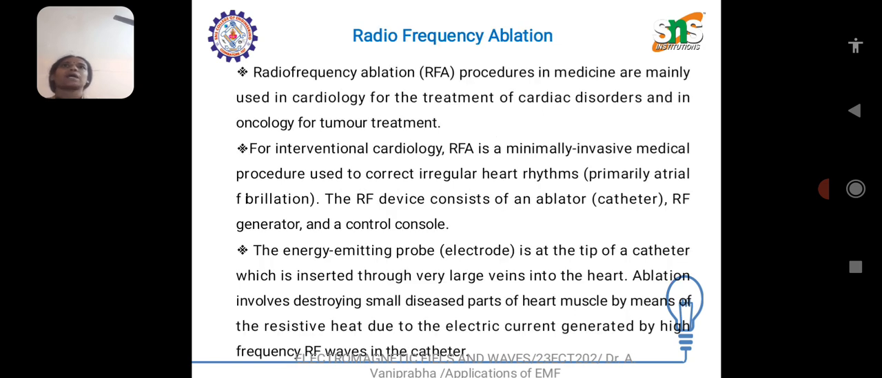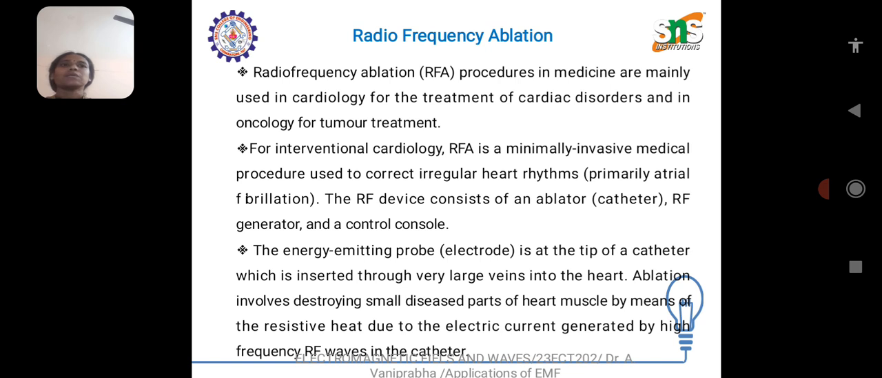Radio frequency ablation. These procedures in medicine are mainly used in cardiology for the treatment of cardiac disorders and in oncology for tumor treatment. For interventional cardiology, RFA is a minimally invasive medical procedure used to correct irregular heart rhythms. The RF device consists of an ablator, RF generator and a control console.